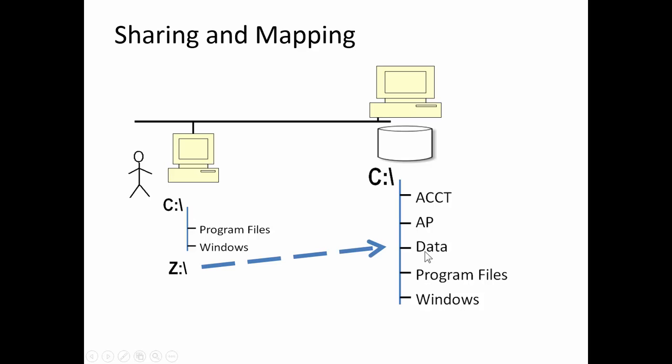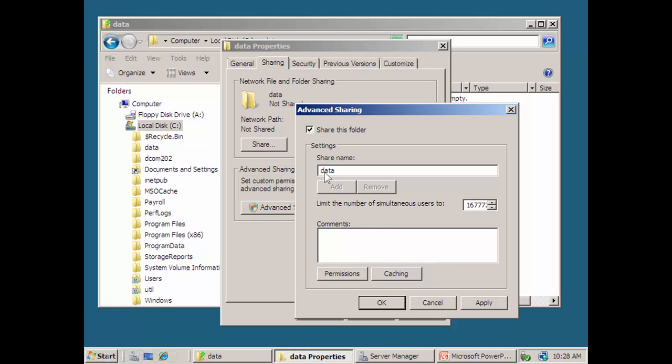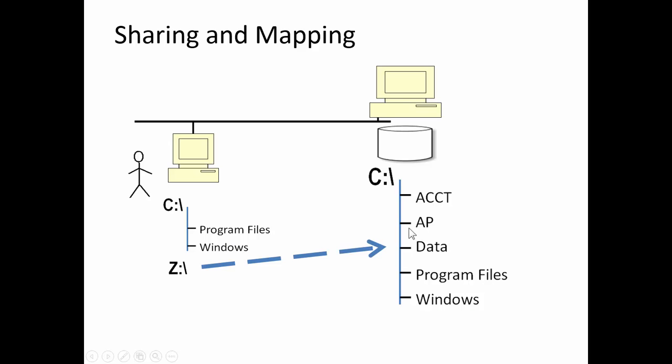To review, if we want to share a folder, we go to the folder that we want to share, we right-click, we select Properties, we select the Sharing tab, and we select the check box that says Share this folder, and that's all we have to do to share a folder. And then after the folder has been shared on the server, then users can map a drive to that shared folder, and mapping the drive allows them to access the shared folder.